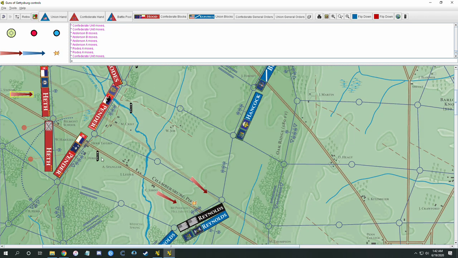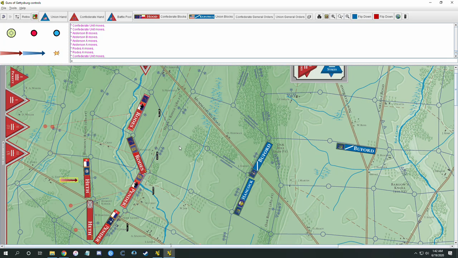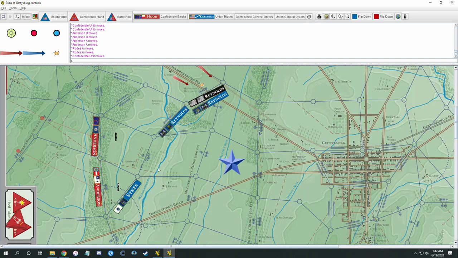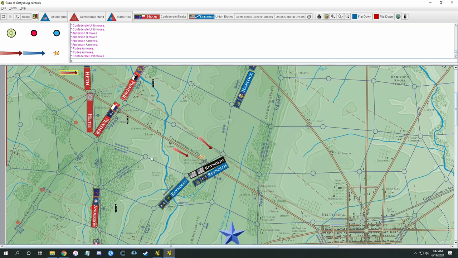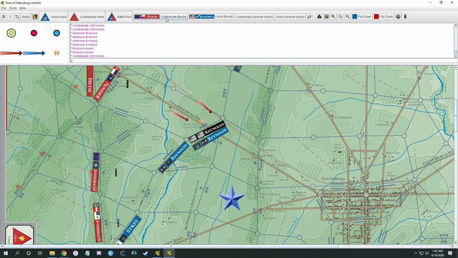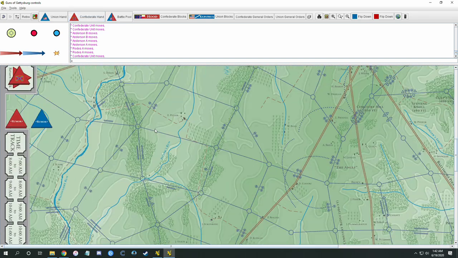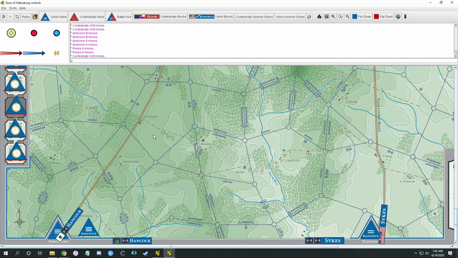Pender's taken up the new mantle. Also, Rodes has pushed himself forward to take on Hancock and Buford, while Anderson has moved forward, and they are not going to attack. They're going to wait, because the last attack took a lot of their attack tokens. And then we still have Hancock coming up from Emmitsburg, along with Sykes from Taneytown.